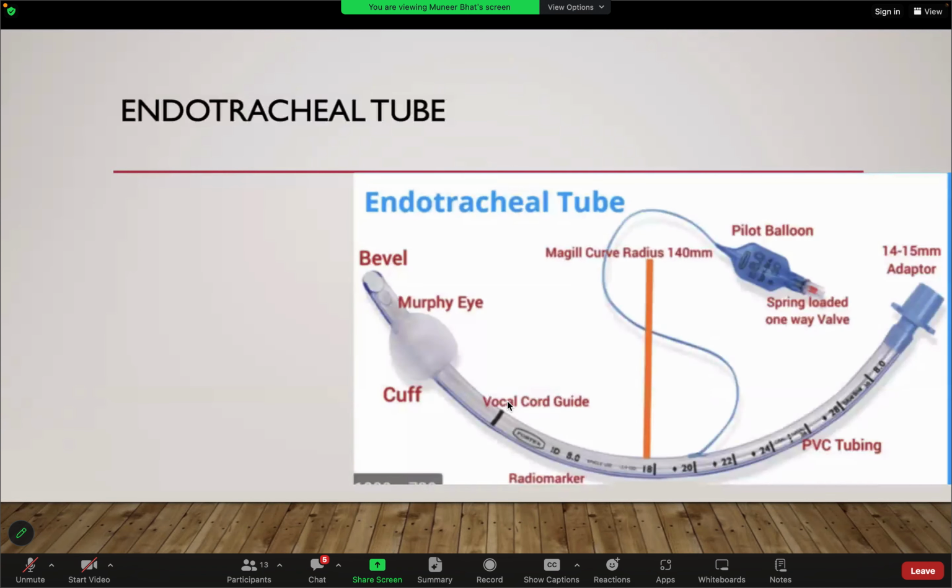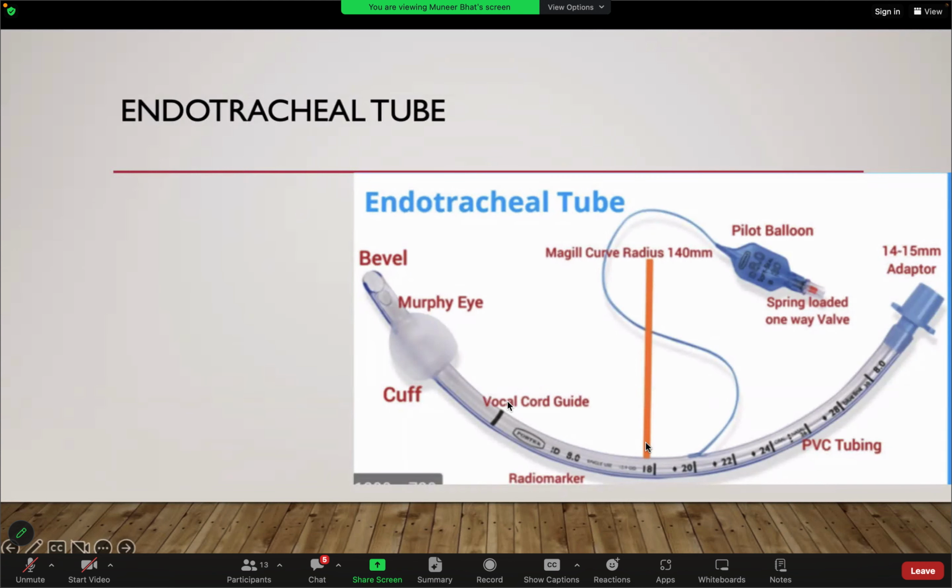Now, maybe you might have seen this. This is the endotracheal tube. This is known as a definitive airway. Why is it known as a definitive airway? Because it can prevent the patient from aspiration. We have this balloon here. This is the cuff. This is the connector, and there are other special features about this tube.